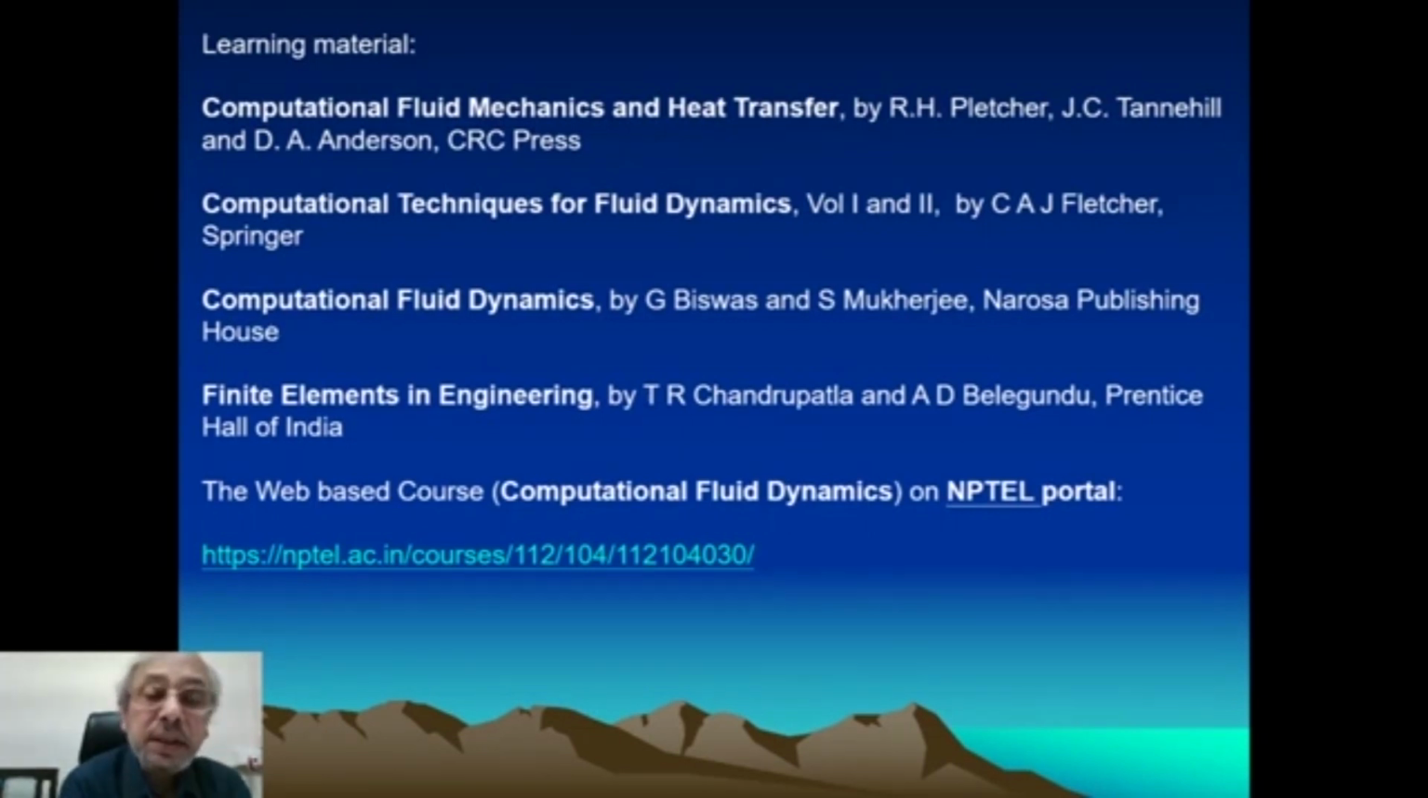Finite Elements in Engineering by Chandrupatla and Belegundu. This is a very well-known book in finite elements. This is also available in an Indian edition. Prentice Hall India publishes it. In addition, one can always, anytime, refer to the web-based course on computational fluid dynamics on the NPTEL portal. I have given here the URL. You can copy and paste it in your browser and can easily go through the learning material.